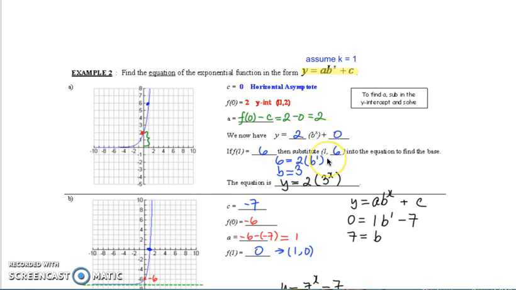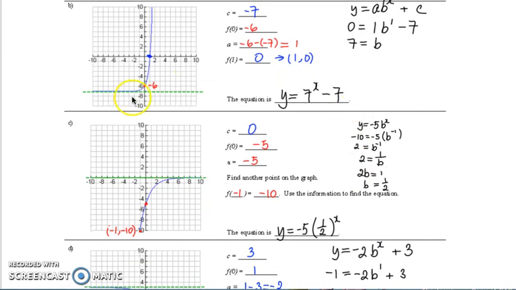So now you have 6 equals 2 times b to the power of 1. Dividing both sides of the equation by 2, well, b to the power of 1 is b, so you have b equals 3. So now you have found a, b, and c. You summarize it by writing the equation as y equals 2 times 3 to the power of x.